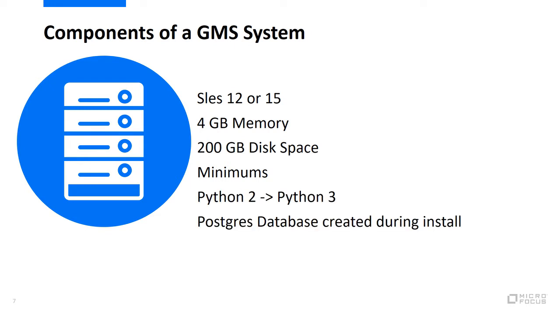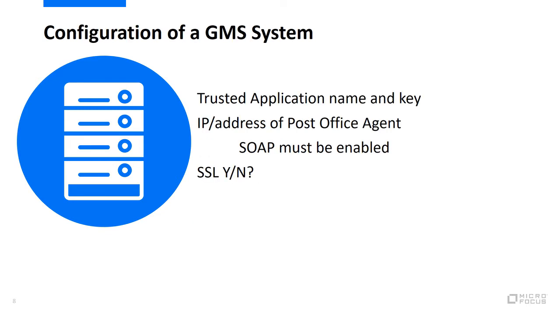GroupWise Mobility Services was written in Python 2 and will soon see a rewrite to Python 3. The database used to store data is a Postgres database. Both of these are installed when configuring the Mobility Server.